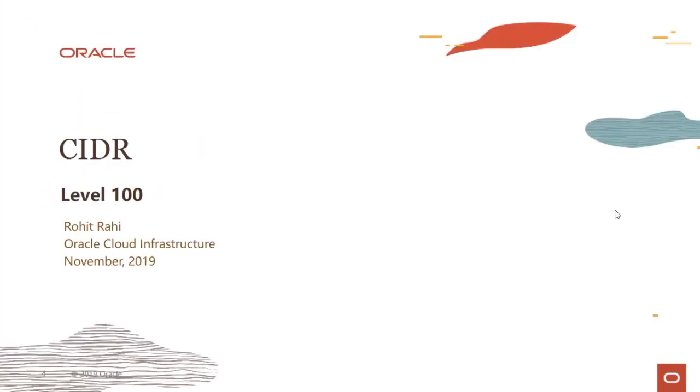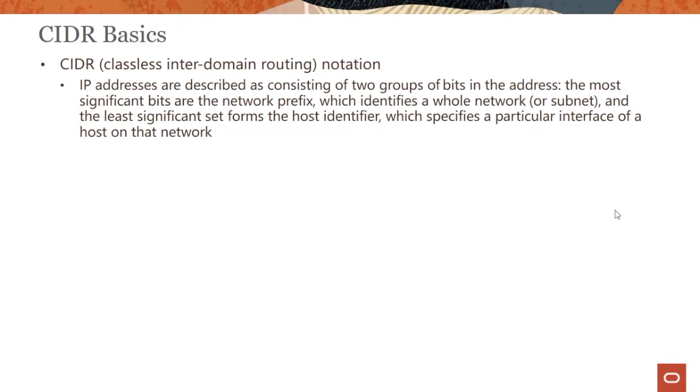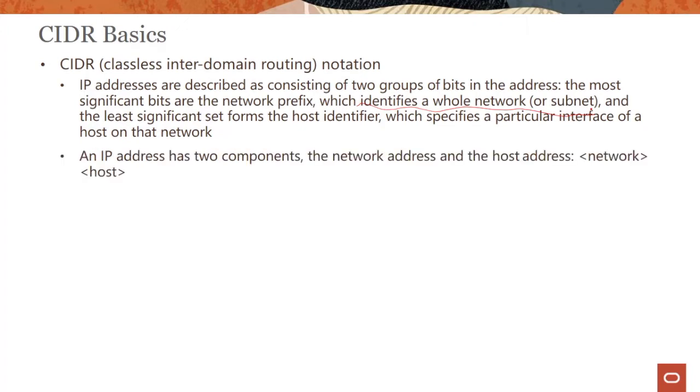So as the first topic in the Virtual Cloud Network lecture series, let's look into CIDR notations and discuss why this is important as you are working with the OCI Virtual Cloud Network service. CIDR stands for Classless Inter-Domain Routing. In this routing notation, IP addresses are described as consisting of two groups of bits in the address. The most significant bits, or the leftmost bits, are the network prefix, which identifies a whole network, or it can be a subnet. The least significant bits form the host identifier, which specifies a particular interface of a host on that network. So simply put, an IP address has two components, the network address and the host address. You could logically think about your IP address as network and host.